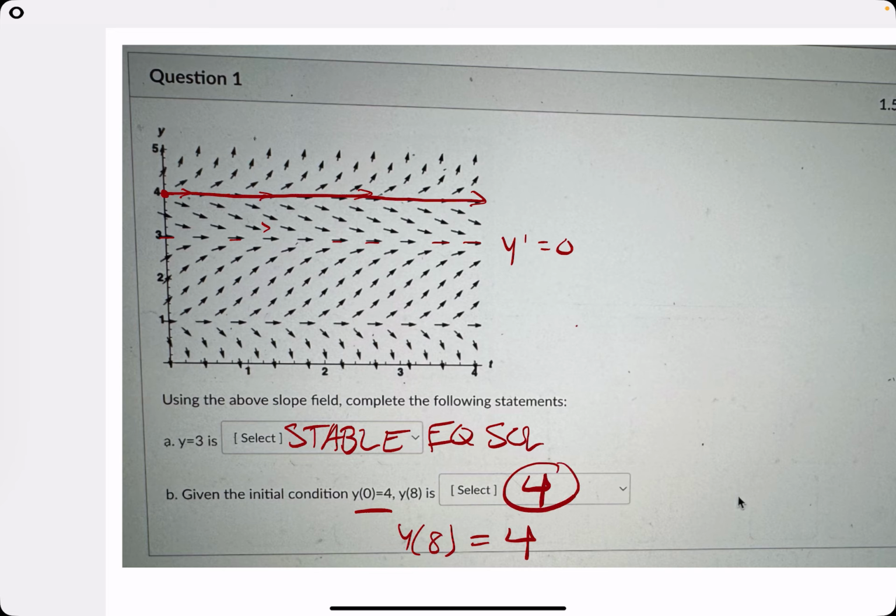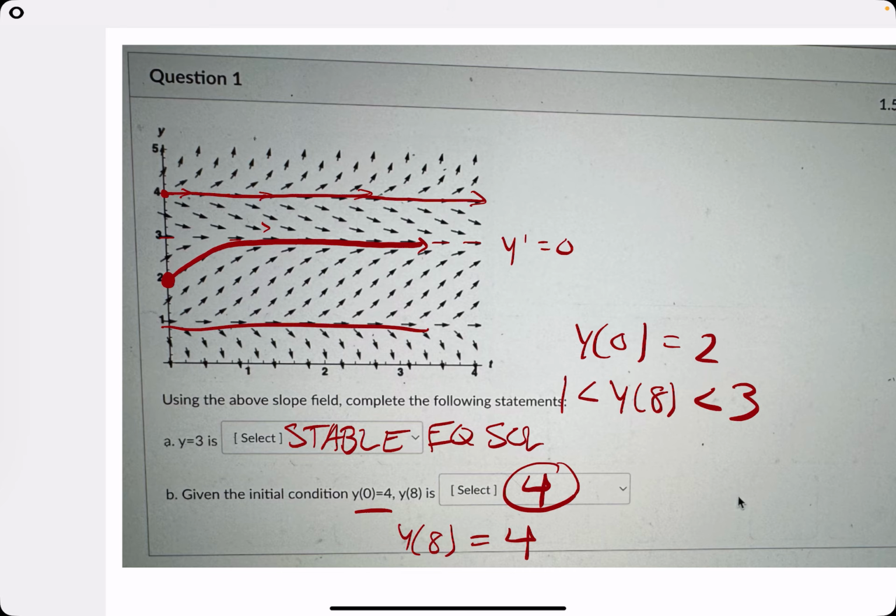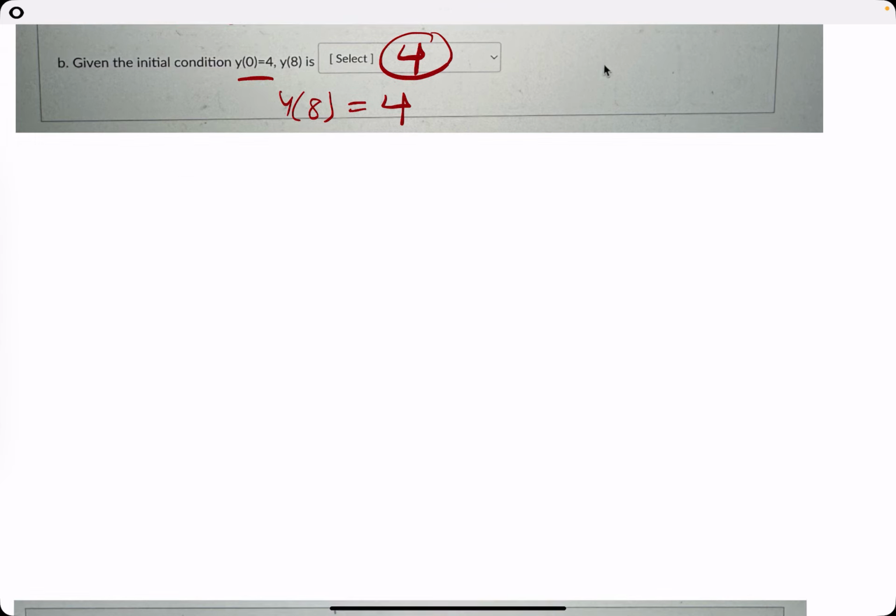Now, if it had started at like y of 0 equals 2, then you would have started right here, and you would have followed these arrows, and then you would have written out this equilibrium solution. So the answer would have been y of 8 is less than 3. It wouldn't have equaled 3 exactly, but it would have written out that asymptote and been strictly less than 3. To be honest, it probably would have been between 1 and 3, because 1 is the other equilibrium solution, and they would have just considered it as in between those. I hope that makes sense. That was just another example.